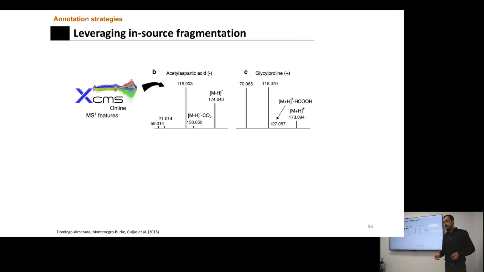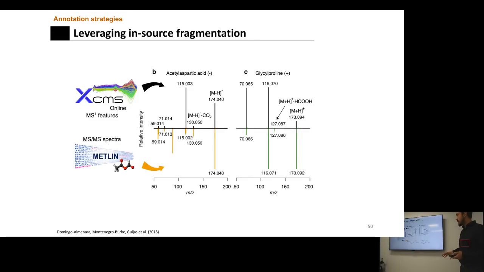Let me show you some examples of two features corresponding to two different compounds. We retrieved those features with XCMS Online, and then we used METLIN to find the identities of those features by, again, using in-source fragmentation. And as you can see, the fragments match, relative intensities do not necessarily have to match, but we can, again, use in-source fragmentation to find the different molecules that we have in our samples.